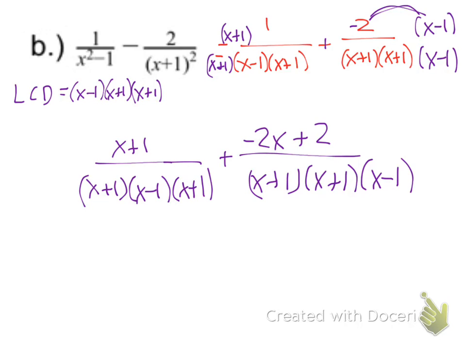I think we're at the point now in our careers that we don't have to write x plus 1 plus a negative 2x plus 2 all over the denominator. Can we do that right now? Can we just put it together? I'm hoping you guys say yes. Yes. X and negative 2x will give you what? Negative x. So it's a negative x. And then it's 1 and plus 2. It's plus 3. And this is all over.